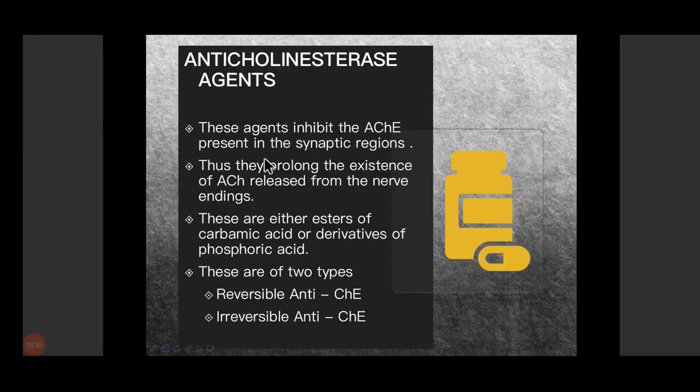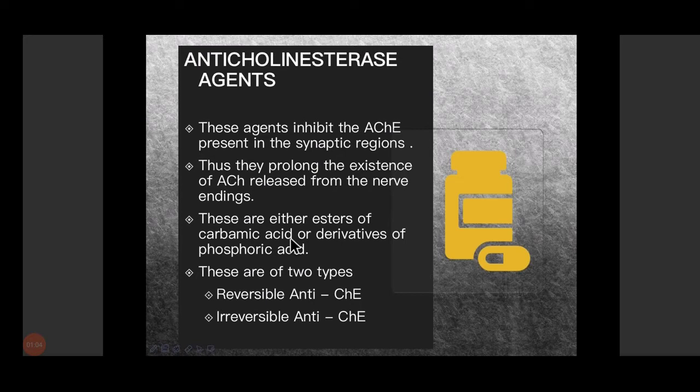So anticholinesterases are the agents that inhibit the acetylcholinesterase present in the synaptic regions. Hence, they prolong the existence of acetylcholine released from the nerve endings. These are either esters of carbamic acid or derivatives of phosphoric acid. You have to remember they could be either esters of carbamic acid or derivatives of phosphoric acid.